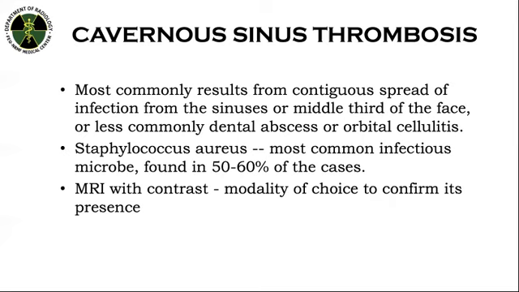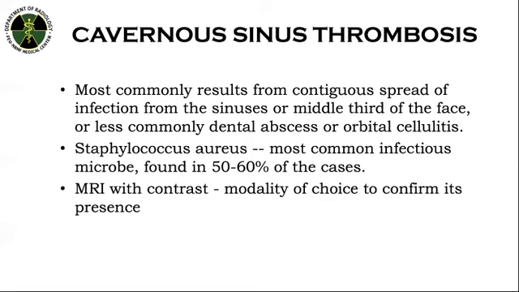Headache is the most common symptom, about 85%. Then there are focal neurological signs, and or seizures may also occur. Then orbital signs can include chemosis or your periorbital swelling and exophthalmos. And then Staphylococcus aureus is the most common infectious microbe found in 50 to 60% of the cases.